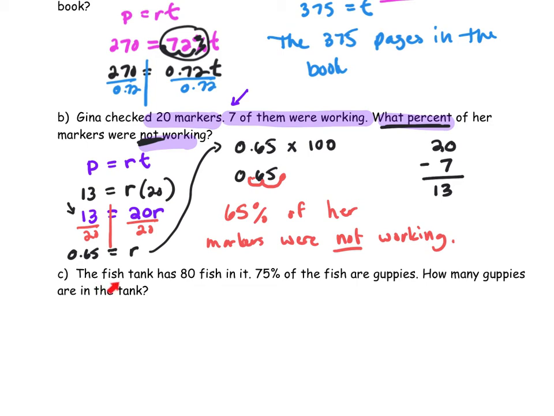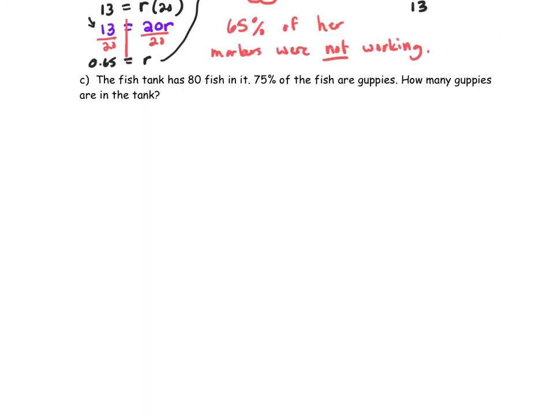Let's read through it. The fish tank has 80 fish in it. 75% of the fish are guppies. How many guppies are in the tank? So let's start by highlighting. I see the fish tank has 80 fish in it. That certainly sounds like a total to me. So I think we have the total here.